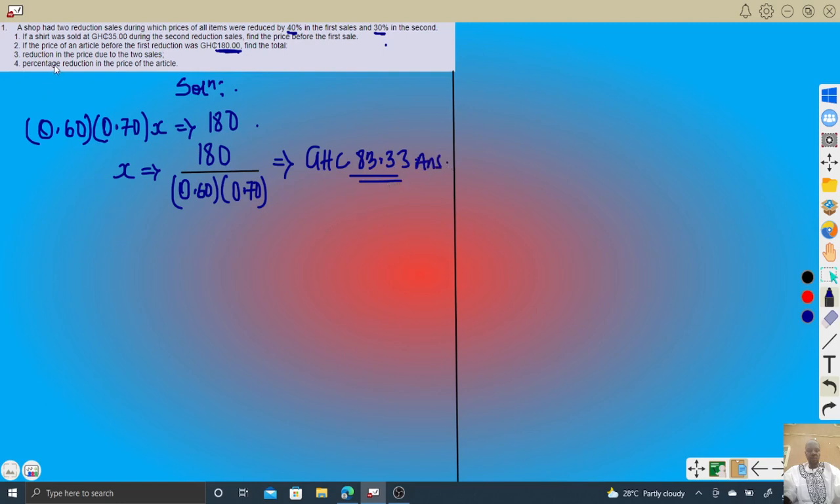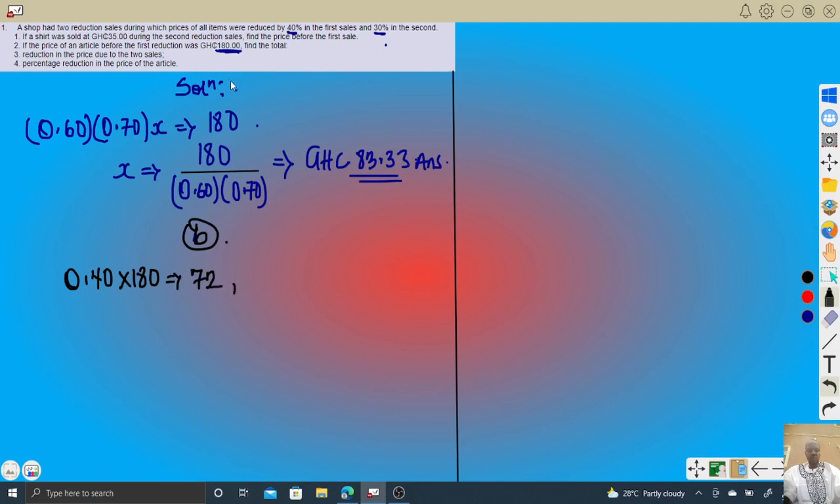So the B part of the question, or in continuation, we have to find the total reduction in the price due to the two sales. Look at it. It was sold for 35 during the second reduction. So we should be careful about this when we are doing our interpretation. So I'm doing B now, my dear student. The first one was 40%. So reduction of 40%. 40% is 0.40. So 40% of the initial price, which was 180. Multiply this together, this is 72 Ghana cedis.